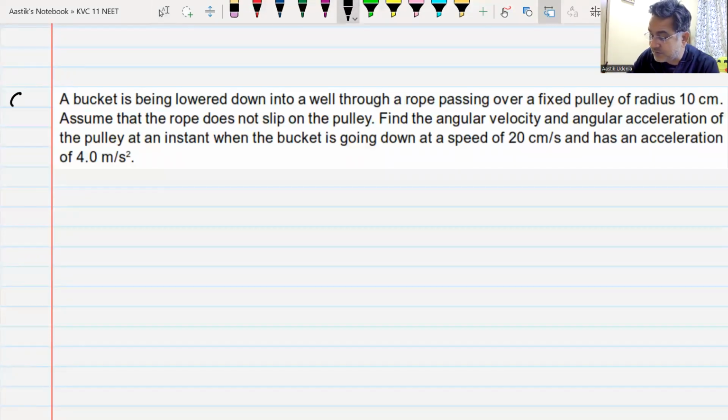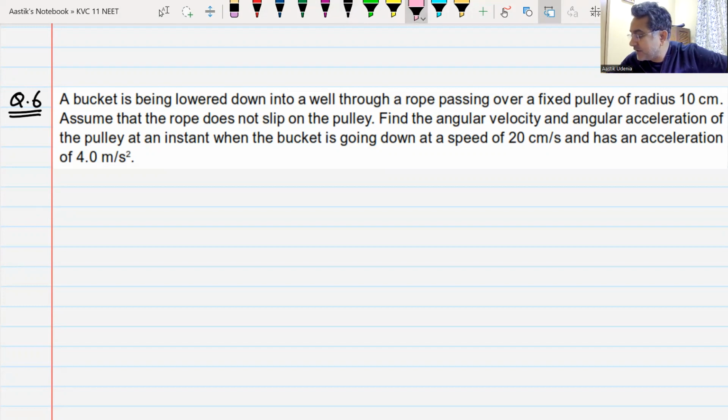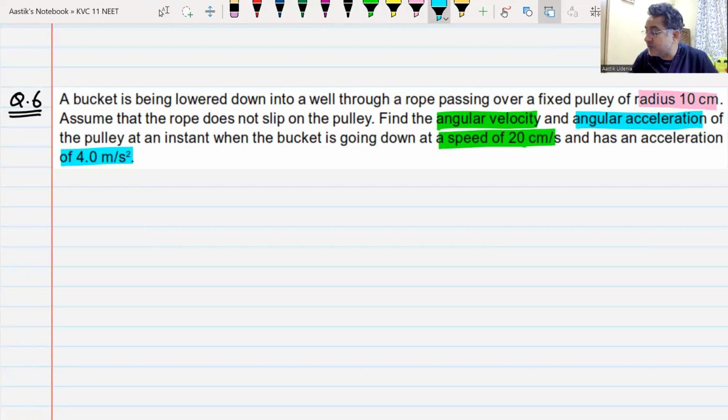The question is long to read, but it is very easy to solve. So I'll give you 2 minutes to read the question and give me the answer. The question is very simple. A bucket is being lowered into a well by a rope passing through a pulley. The radius of the pulley is 10 centimeter. The rope is not slipping on the pulley. You have to find out the angular velocity and angular acceleration of the pulley. It is given that the speed of the bucket is 20 centimeters per second and the acceleration of the bucket is 4 meter per second square.